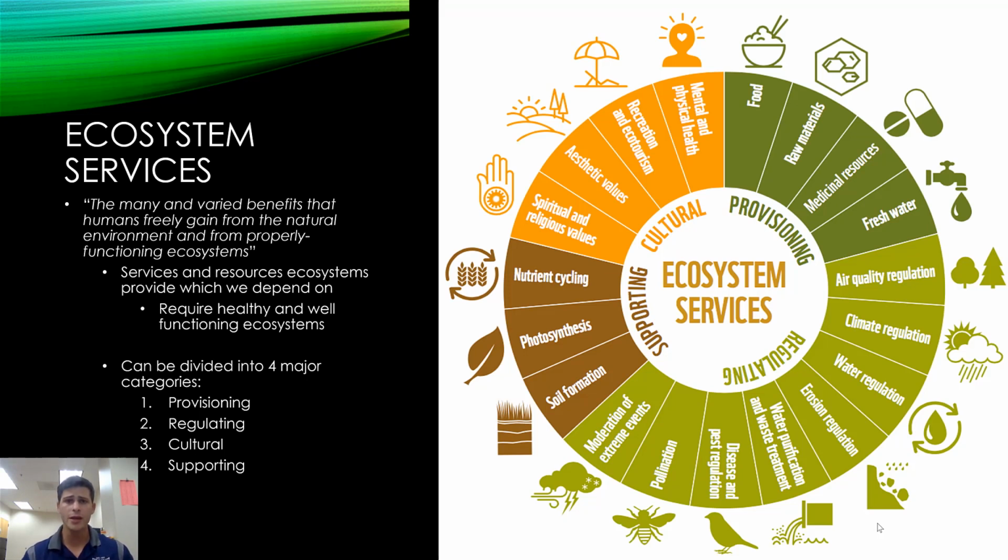So with that in mind, ecosystem services are essentially the many and varied benefits that humans freely gain from the natural environment and properly functioning ecosystems. So these are services and resources that the ecosystems provide us with, that which we depend on, and in order for ecosystems to provide these services to us, they have to be healthy and well functioning. So if we degrade ecosystems beyond the point to where they're no longer healthy, they can no longer provide the ecosystem services that we depend on. Now, there are 4 different types of ecosystem services. They're very broadly defined, and the categories that we're going to be talking about are provisioning services, regulating services, cultural services, and supporting services.